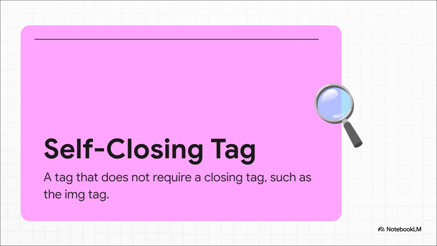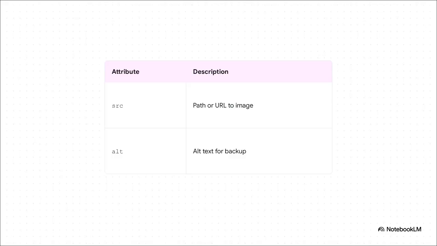Why? Well, because you aren't putting text content inside a container box. The tag itself is the picture. The element doesn't wrap around anything, it just drops an image right onto the page at that exact spot. And because the image tag doesn't contain text, it relies entirely on two critical attributes placed right inside the tag itself. First is src, the source attribute.